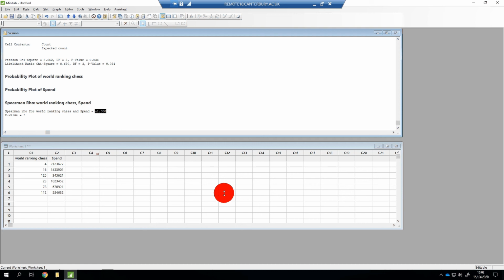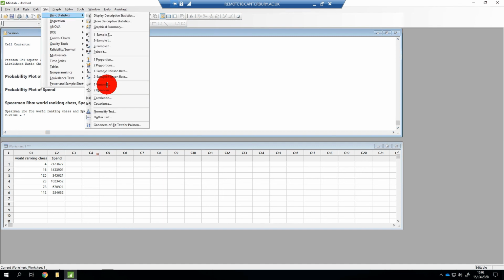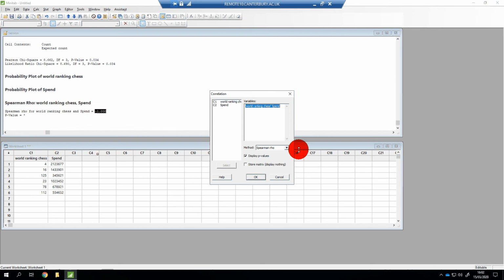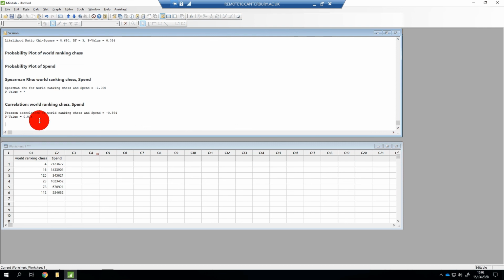Okay, let's see what happens if we do the same kind of test, basic statistics, correlation, but use the Pearson correlation instead. Let's do that. Click OK. And what happens here? Oh, this time it works. So the Pearson parametric test seems to be coping with those data a bit better, but the results are very similar to what we found with the Spearman's rho correlation.